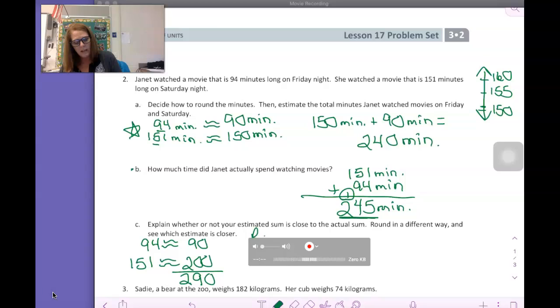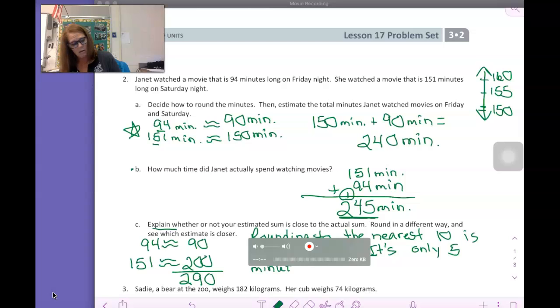So rounding, it says explain, so rounding to the nearest 10 is more accurate. It's only 5 minutes off the actual time.